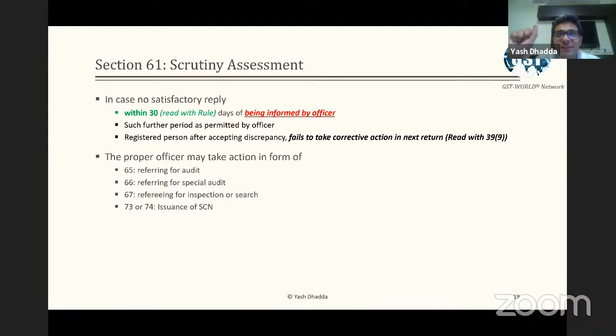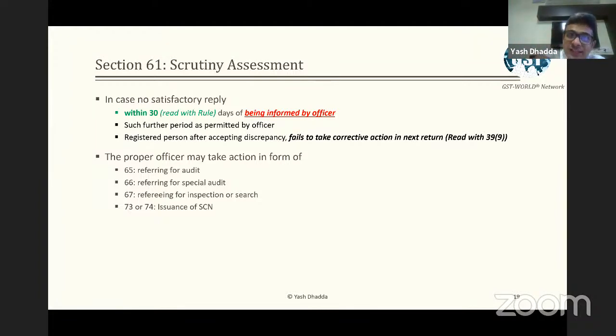Why am I saying it is within his power? Because generally जो notice issue करते हैं section 61 के अंदर, there is a circular 3/3/2017. That circular defines the functional jurisdiction of the proper officer. और functional jurisdiction के हिसाब से section 61 में जो notice issue करने वाला proper officer है, at least in the CGST context, that is a superintendent.